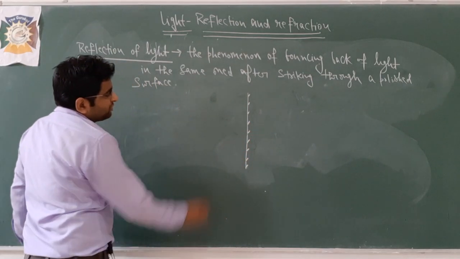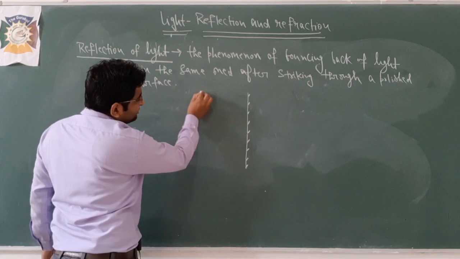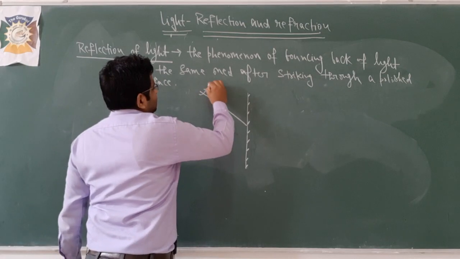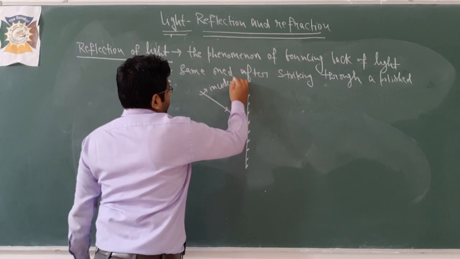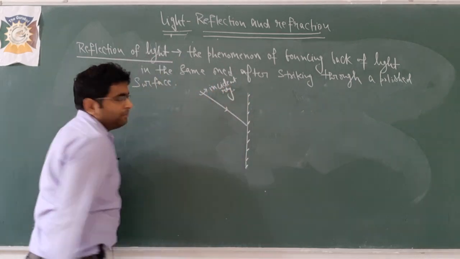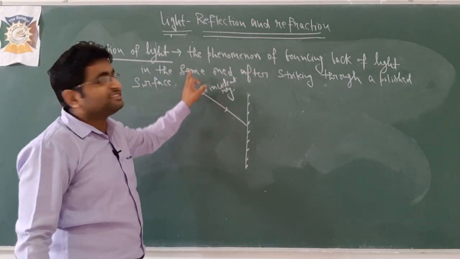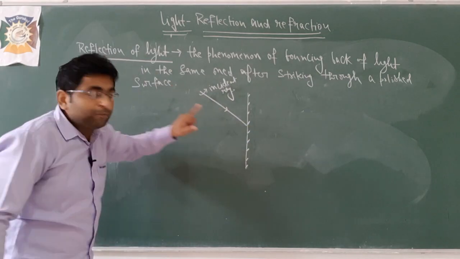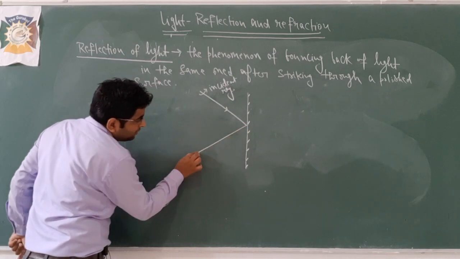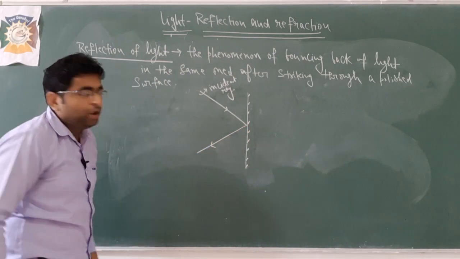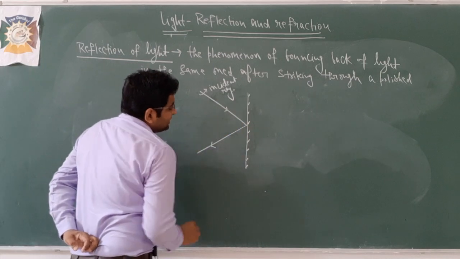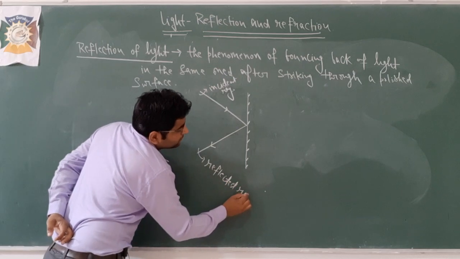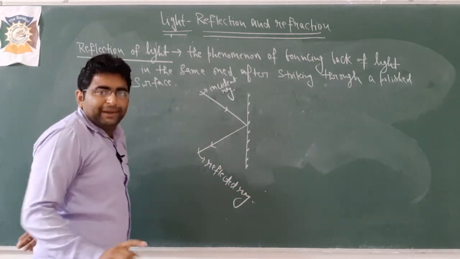Okay, so a ray of light is coming at this polished surface, and this ray is known as the incident ray. Clear? So we have bouncing back of light in the same medium. The light strikes the polished surface and comes back into the same medium. This is an incident ray. This is the reflected ray.